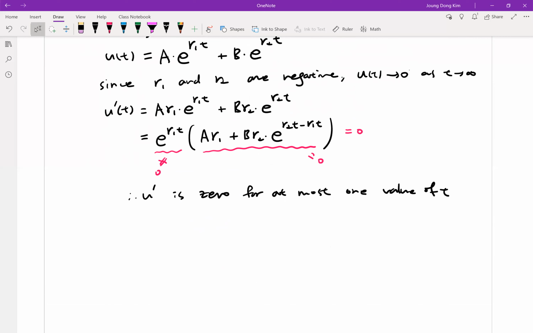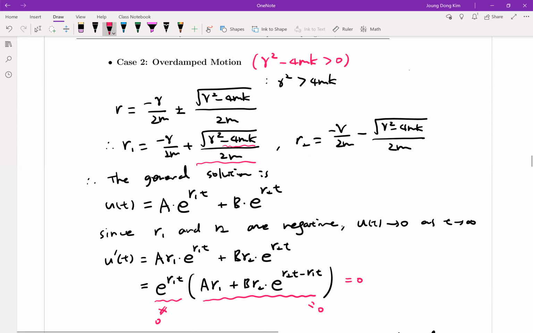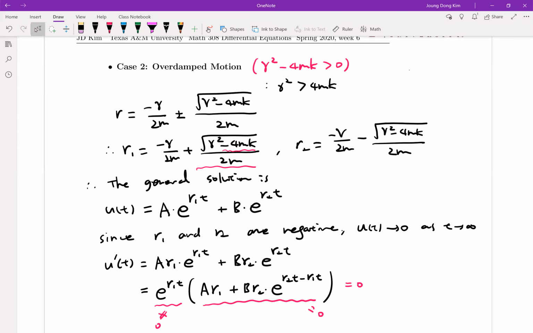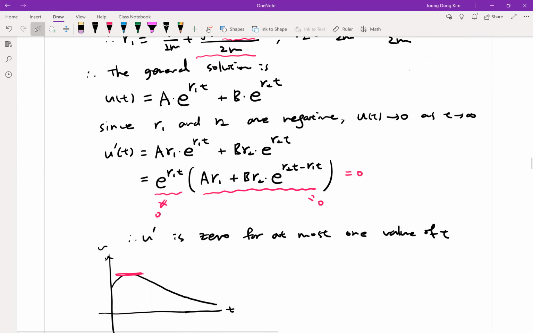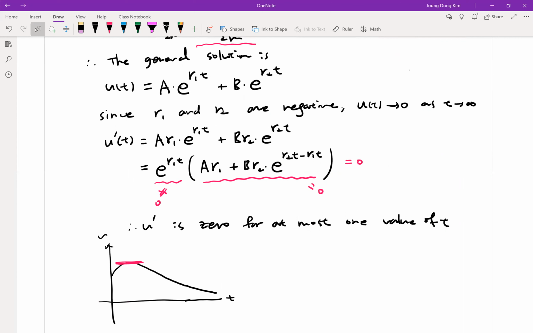Actually, if you draw the graph of u(t) itself, the solution curve looks like that. Does it make sense? You're going to have only one critical value, right? So what does that mean? Since it is too strong damping, which is overdamped motion, that's why there is no oscillation, okay?